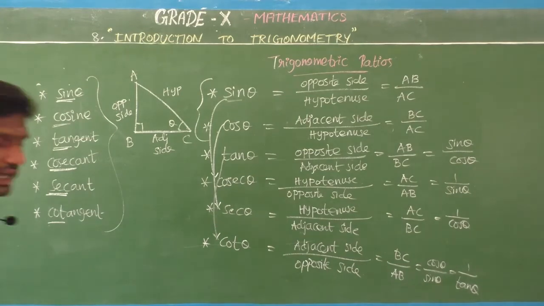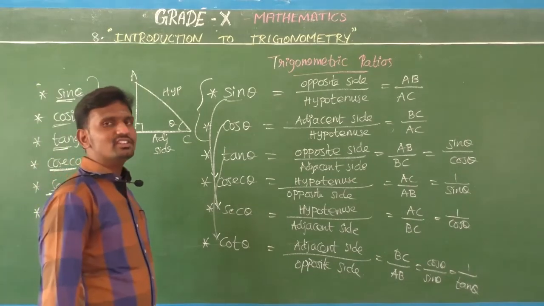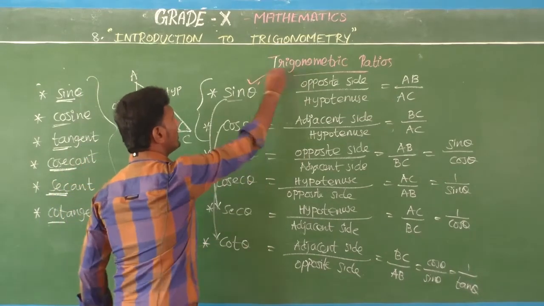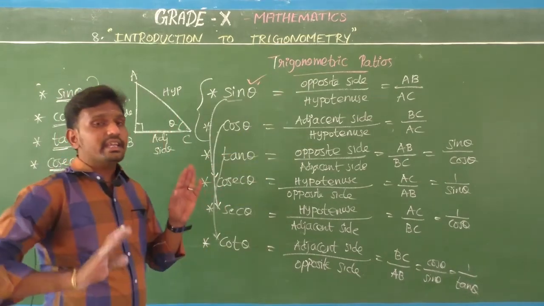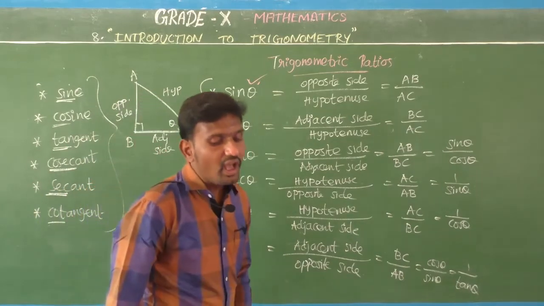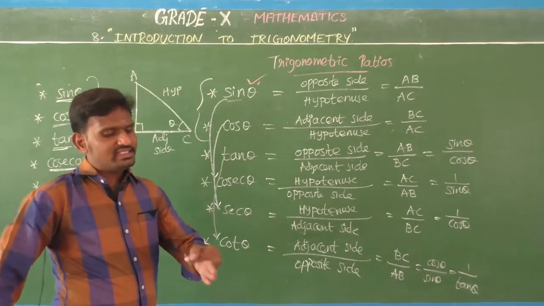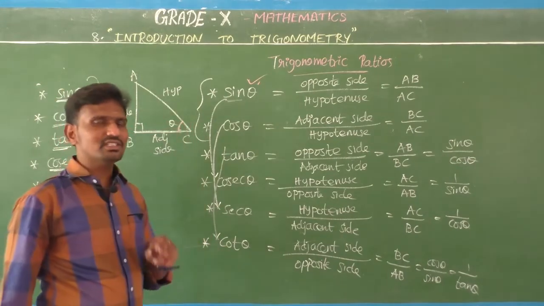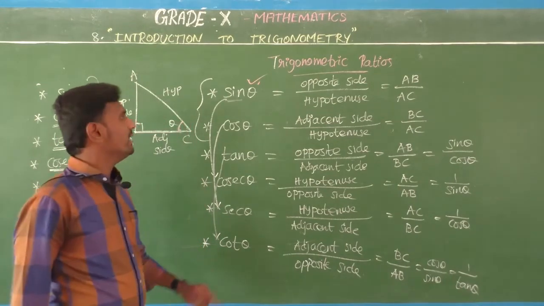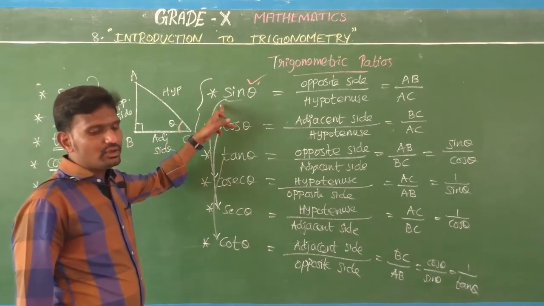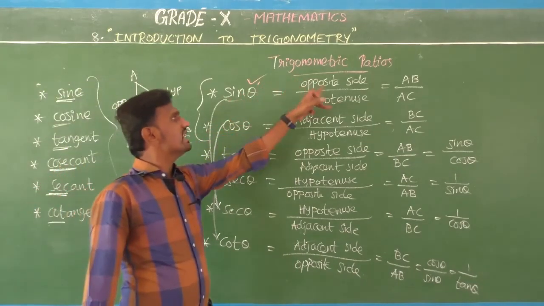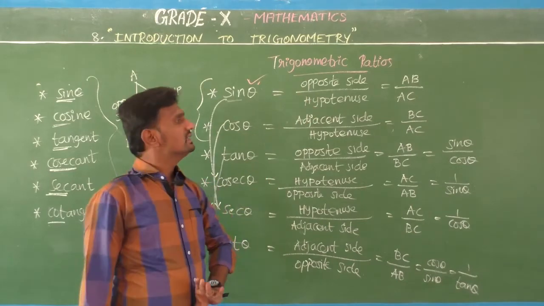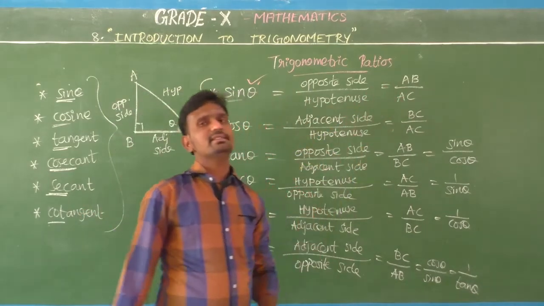Now I am going to recall this for you, students, so listen carefully. Totally how many ratios are there? Totally 6 ratios. What are the 6 ratios? Sin theta. What is your sin theta? In the book, the side opposite to angle A is given, but now I am taking theta only. You should know the concept, students. Sin theta is equal to opposite side divided by hypotenuse, that is AB divided by AC.